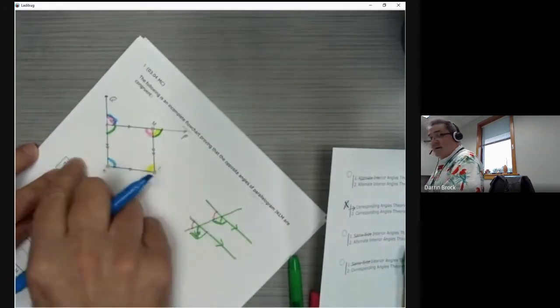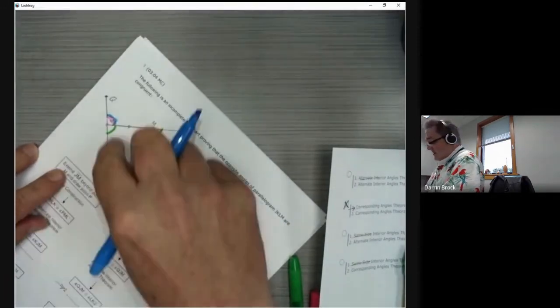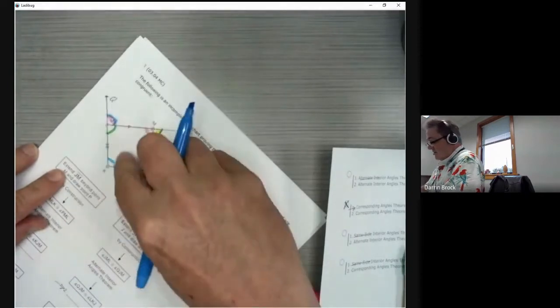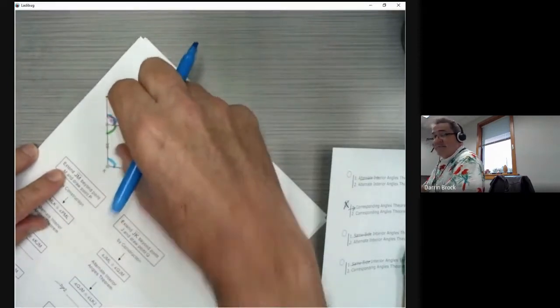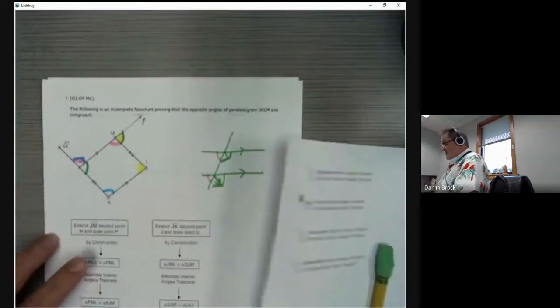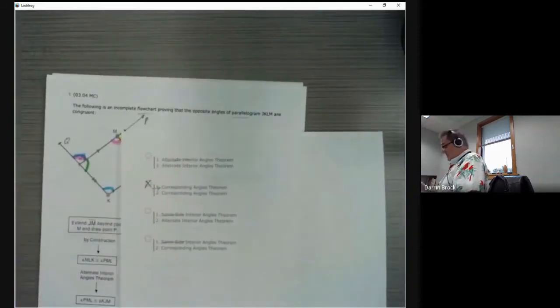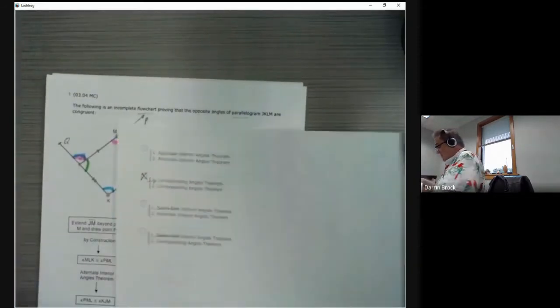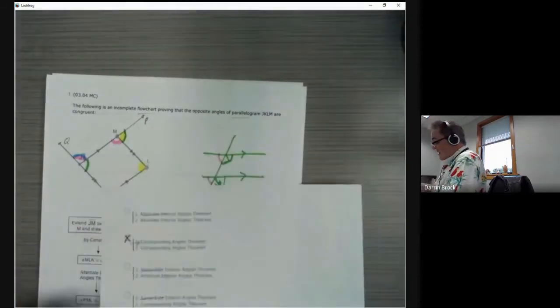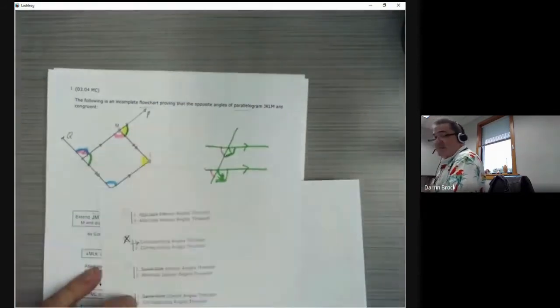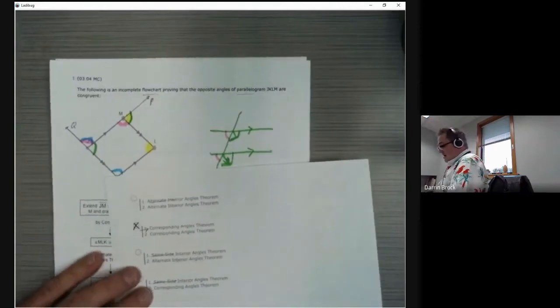Transversal, two parallel lines. They're both on the top corner. The blue one up here and the blue one up here. They're in the corresponding, the same place at both of those intersections. So that is our correct choice. Corresponding angles theorem for both of those. So it's just knowing the corresponding angles, alternate interior angles, same side interior angles.